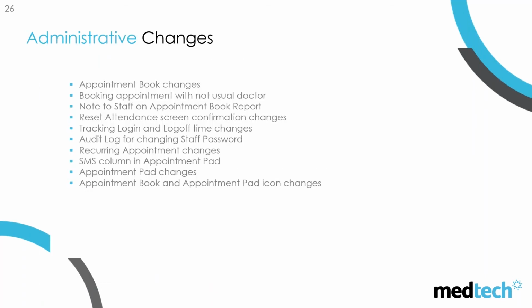Okay, so quite a big section here in admin changes in 10.4.6. We've really taken in quite a lot of functionality that we've heard about and wanted to change, in the form of our SIS enhancements. You can see we're going to go through broad things in relation to appointment books, resetting attendance screens, auditing that's changed, SMS changes in the appointment pad, which is quite a big one, and then some of the other icon changes that are in appointments as well.